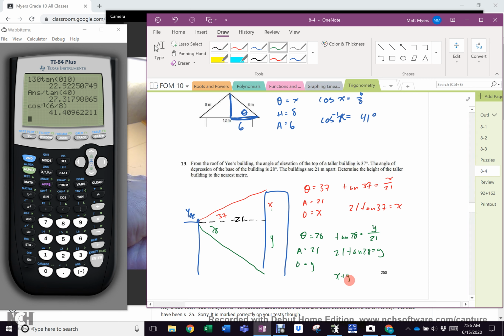And then all I do is add the two. x plus y equals the height. So 21 tan 37 plus 21 tan 28. 27 meters.